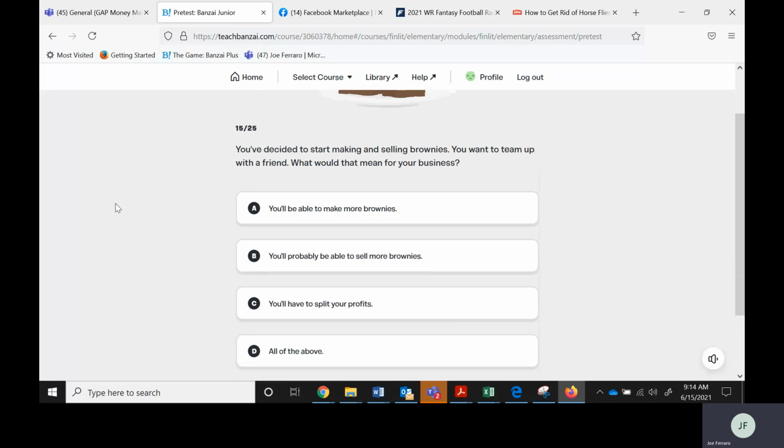You've decided to start making and selling brownies. You want to team up with a friend. What would that mean for your business? A, you'll be able to make more brownies. B, you'll probably be able to sell more brownies. C, you'll have to split your profits. Or D, all of the above.